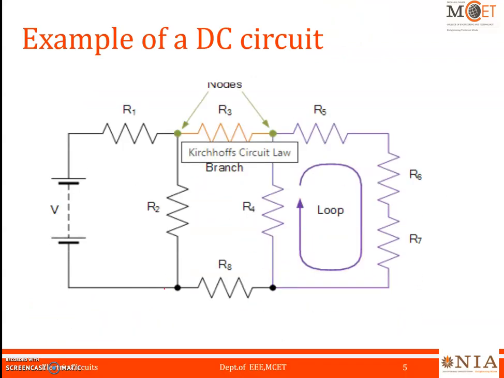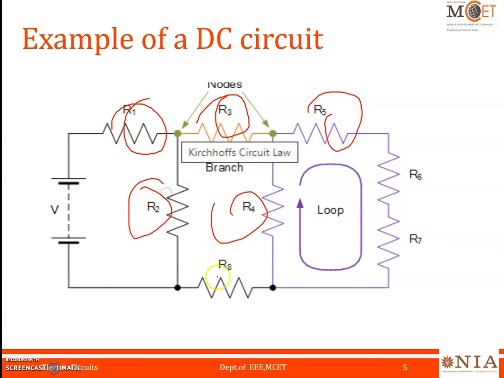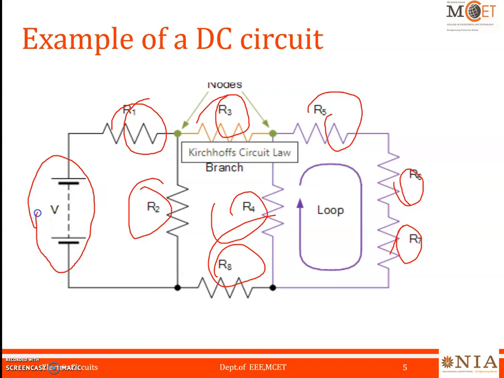Here I have given you an example of a DC circuit. Here R1, R3, R5, R4, R2, R3, R6 and R7 are all elements in the circuit, along with the voltage source. These are all various elements in a circuit, so these are called branches. Here is a meeting point of two or more elements: R1, R3 and R2 are meeting here, so it is called a node. In the same way, R3, R5 and R4 are meeting here, so this is called a node.